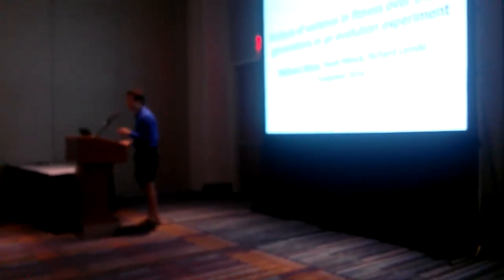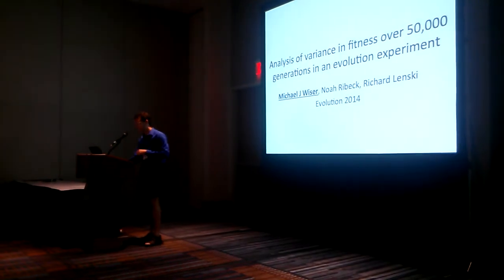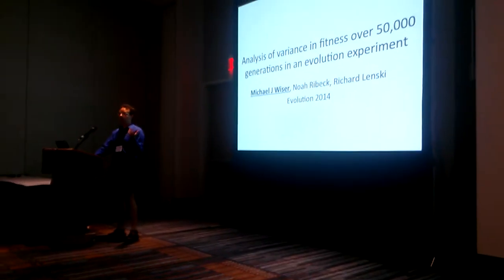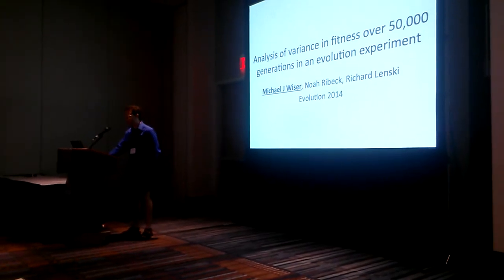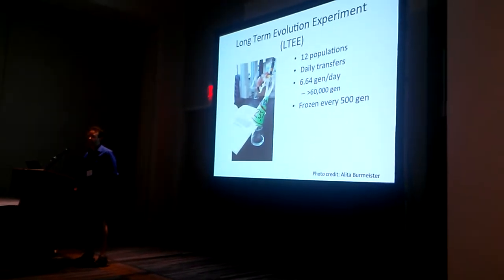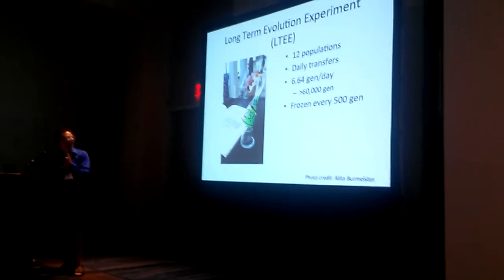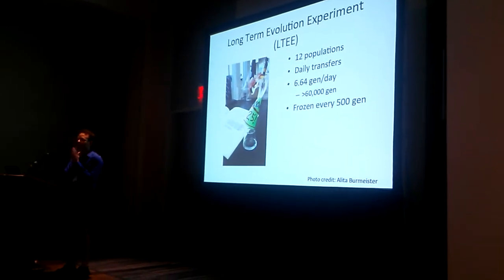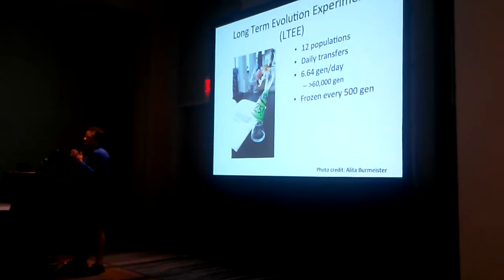I'm a grad student in Richmond Lab, and I'm going to be talking to you about an analysis of variance in fitness over 50,000 generations in a long-term evolution experiment. Like other people in the session, I'm working in experimental evolution. The particular system I'm working on is the long-term evolution experiment in Richmond's lab. This is a long-term experiment that's been ongoing since February of 1988.